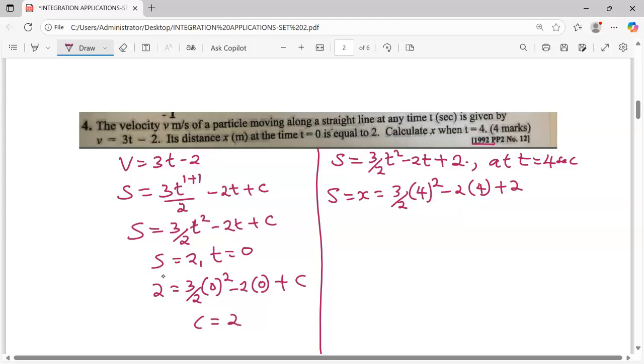Remember, 3 over 2 times 4 squared. 4 squared is 16. 16 divided by 2, you get 8. 8 times 3, you get 24. Then minus 2 times 4 will give us 8 plus 2. Remember, 24 plus 2 will give us 26. 26 minus 8 will give us 18 meters as the value of x when the time is 4 seconds. That is the solution to that particular question.